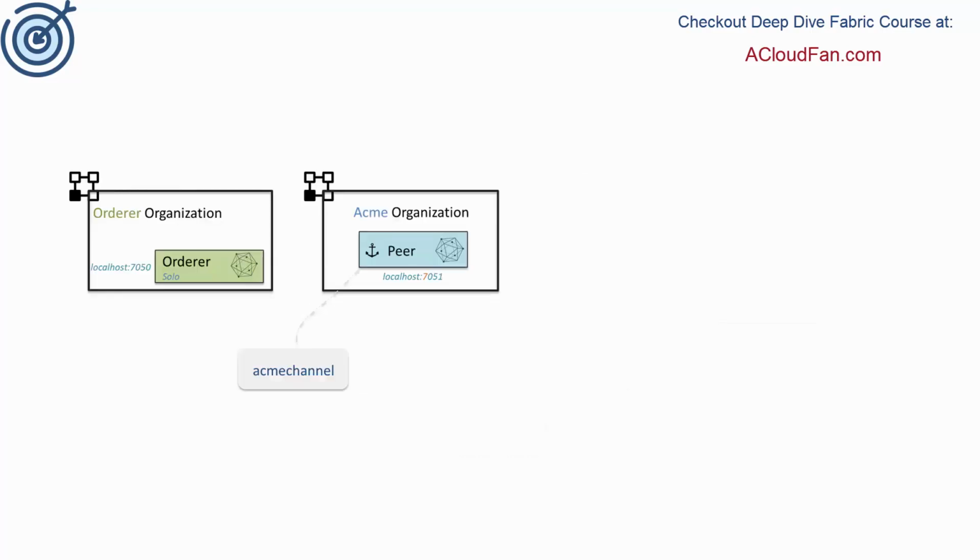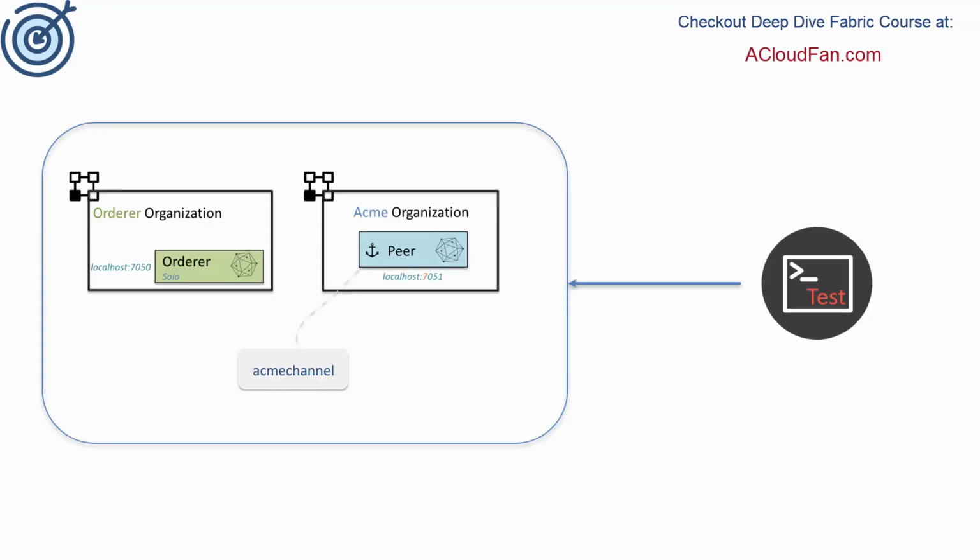To validate the setup, we're going to install and instantiate a test chaincode on the peer, and then we will execute query and invoke repeatedly to ensure that the peer is behaving the way it is expected to.